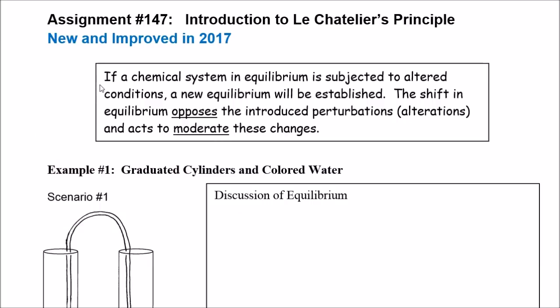So the principle, it's originally written in French, but fairly well translated here. If a chemical system in equilibrium is subjected to altered conditions, a new equilibrium will be established. The shift in equilibrium opposes the introduced perturbation or alteration and acts to moderate these changes. So these are the important verbs here. The shift will oppose the change and moderate it so that what might have been a big change becomes less of a big change. I'll try to demonstrate that here with these graduated cylinders.